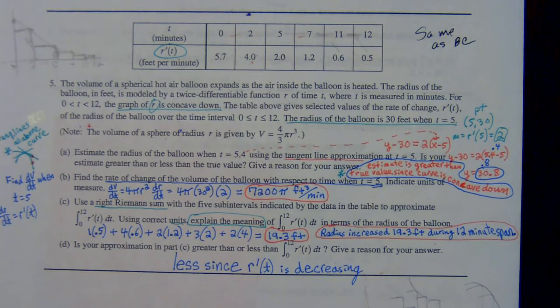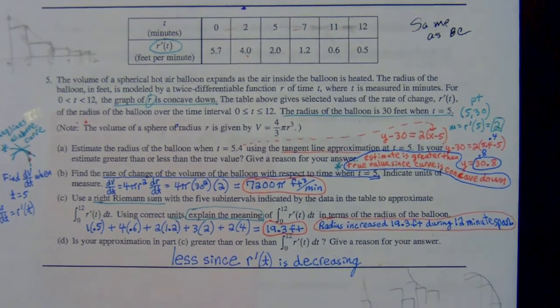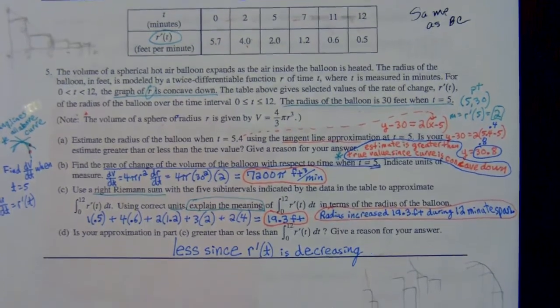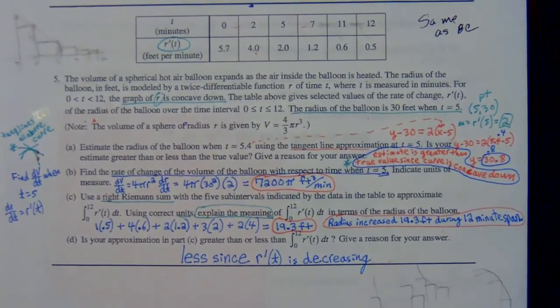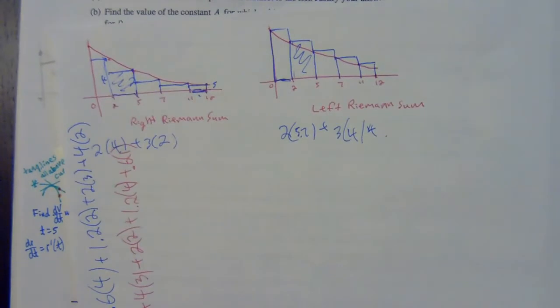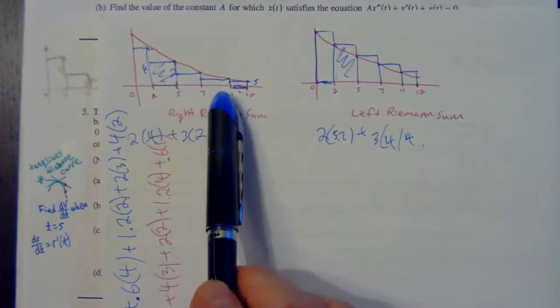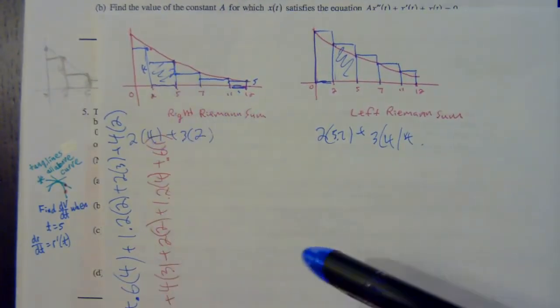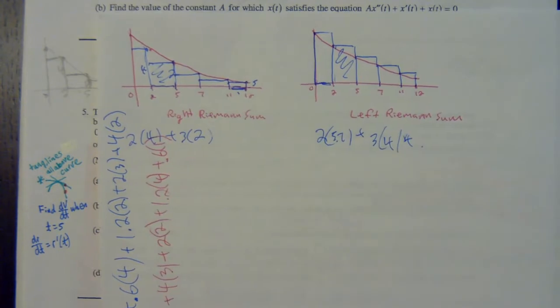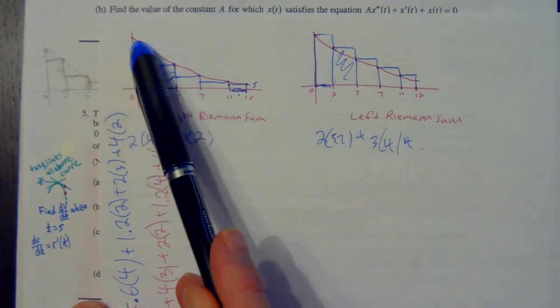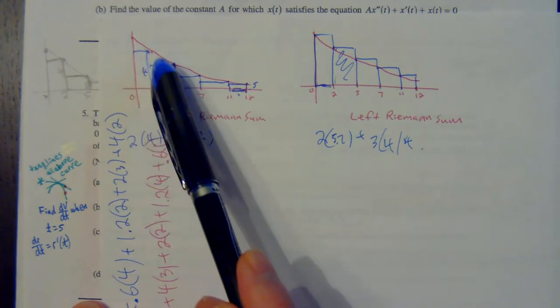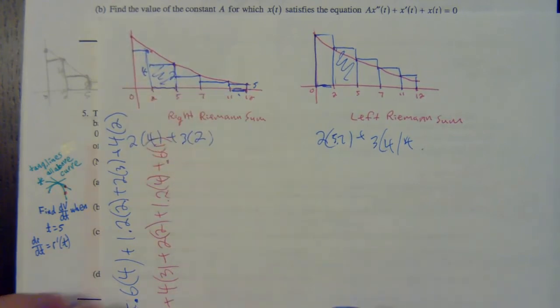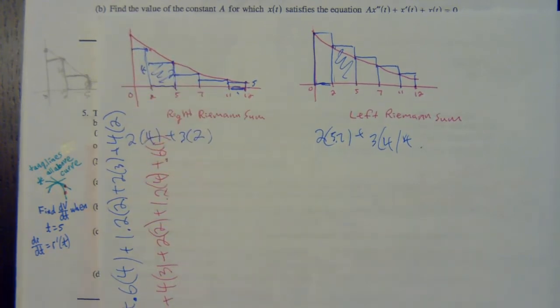And then the last part, we'll be experts at this too if we just study these a little bit. It says, is your approximation in part C greater than or less than the actual integral? Now, as you look at the picture, we did a right Riemann sum. See how all those rectangles are below your actual curve. So your integral would actually be everything from the curve to the x-axis, and we're missing all those gaps right there. So we know by looking at the picture, that's an underestimate.